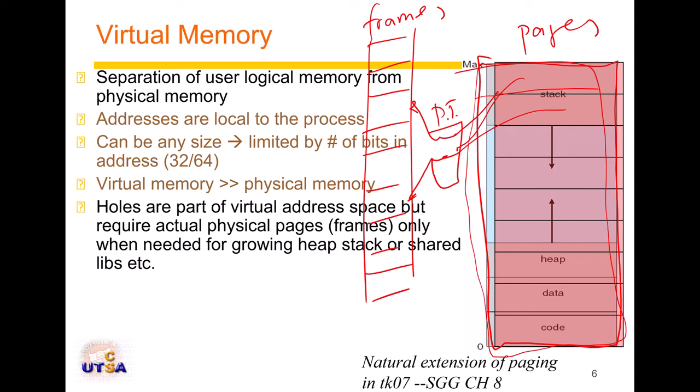And the nice thing here is when we did the paging in the first chapter, SGG chapter 7, we were assuming that we are allocating space for these blocks as well. But now with virtual memory, we will only allocate space for the code and data blocks that are needed. We don't need to allocate space for these things until we really need them. And when we need them, then we will start allocating space for these pages in the physical memory.